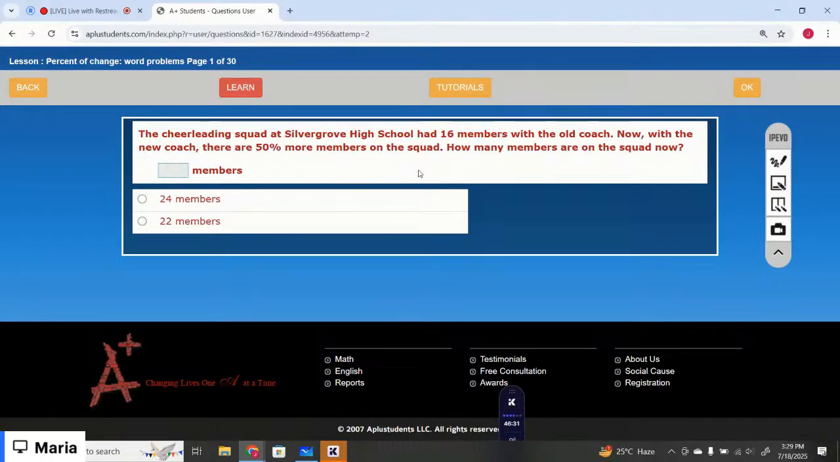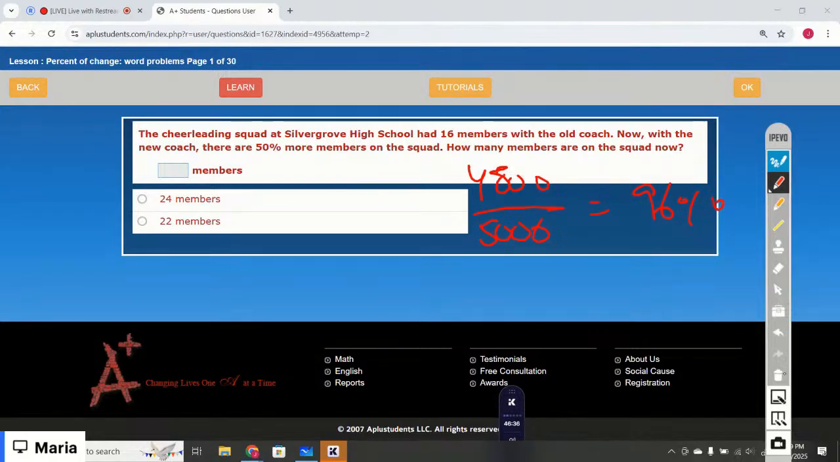So 50% more means originally they are 100% and 50% more means they are now 150%, right? So just calculate 150% of 16. So 150% of 16 is 24. Option number 1 is the correct option. That would be 24 members. The correct option is 24.